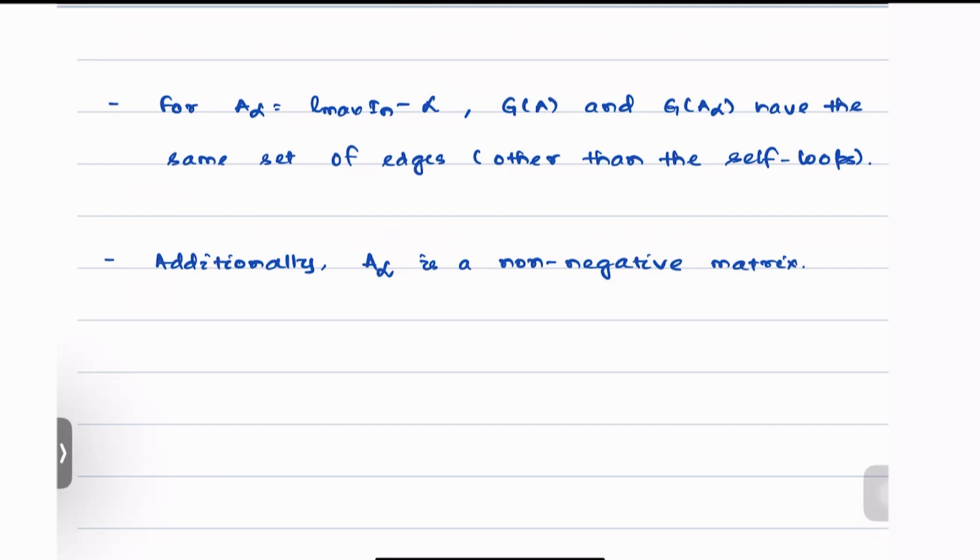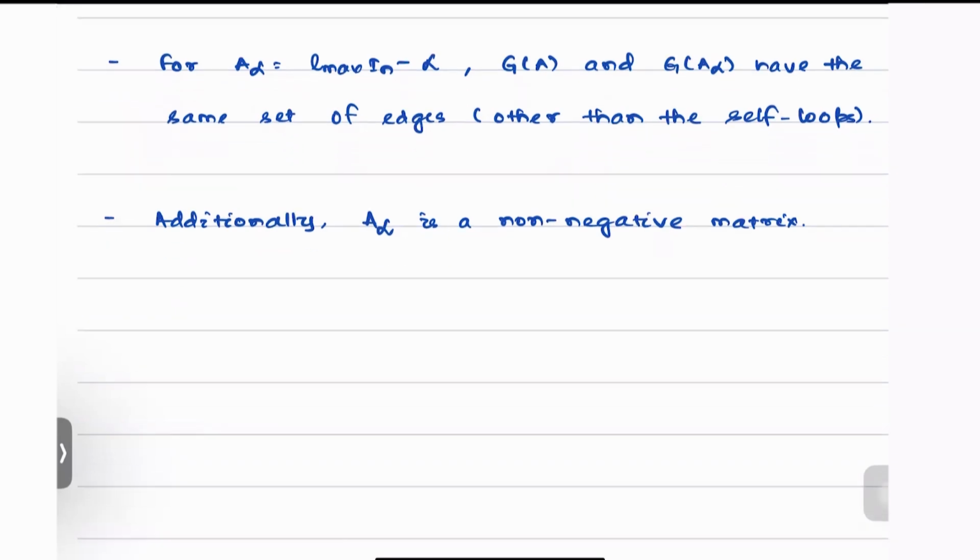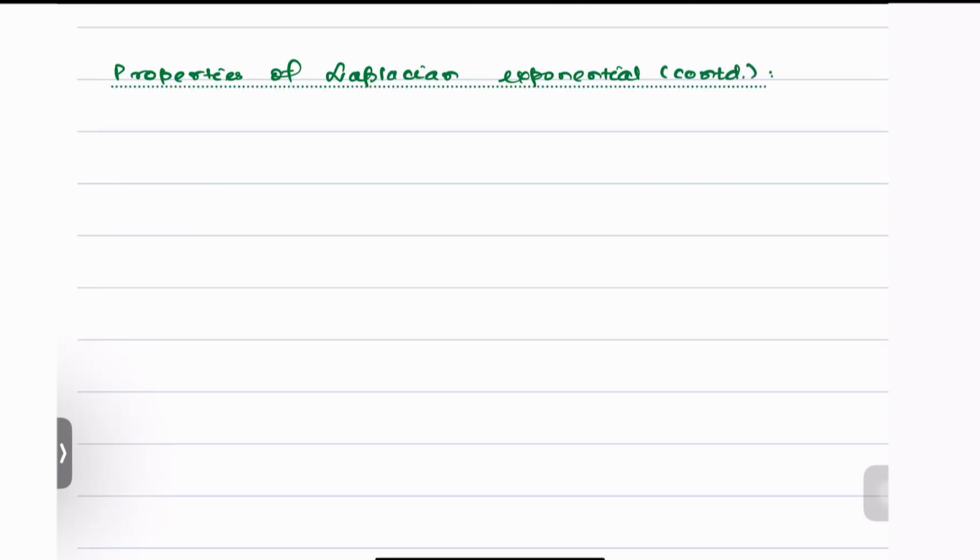With this, we are now ready to state the third property of the matrix, the Laplacian exponential. We have discussed the first 2 properties in the previous lectures, and now we'll start with the third property. So let's write it. Properties of Laplacian exponential continued. The third property goes this way.